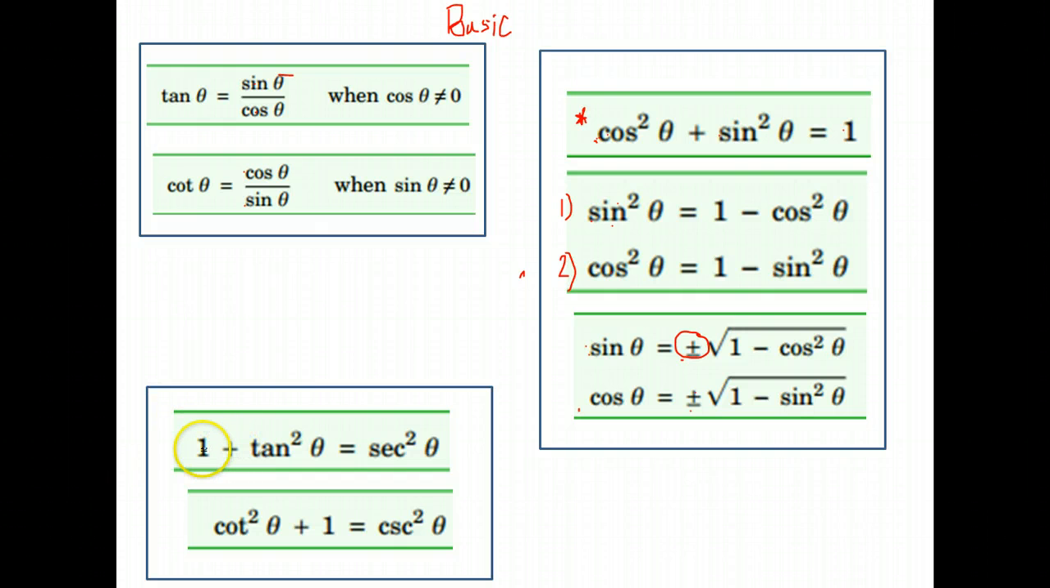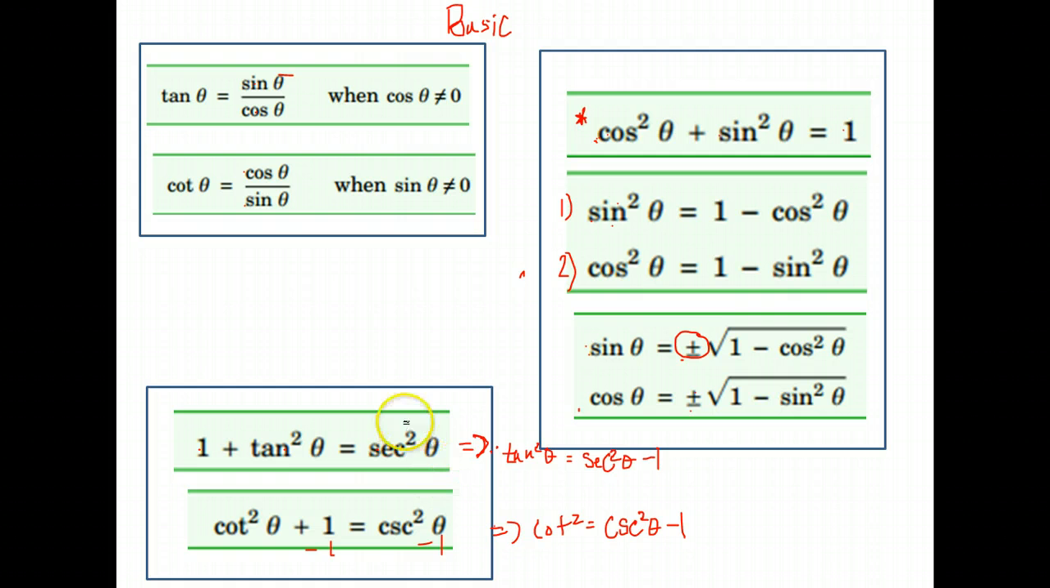And here's our final set. 1 plus tangent squared is secant squared. Now, some people like to write down next to that that tangent squared is equal to secant squared minus 1, and that cotangent squared is equal to cosecant squared minus 1. Some people like to have those there because you may need to use those at some point also.